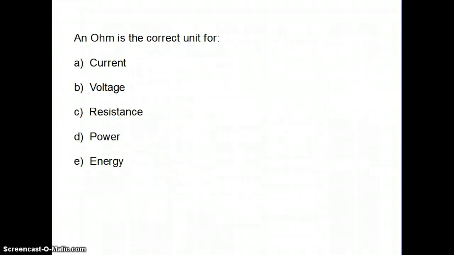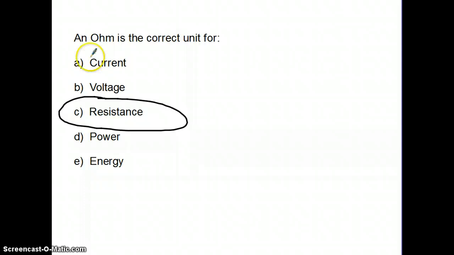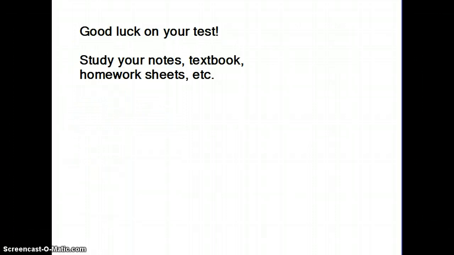Last question: ohm is the correct unit for which quantity? And as we've had throughout the game, it is the correct unit for resistance. Good luck on your test. Make sure to study your notes, your virtual textbook as a source, all homework sets, and problem sets that we have had.